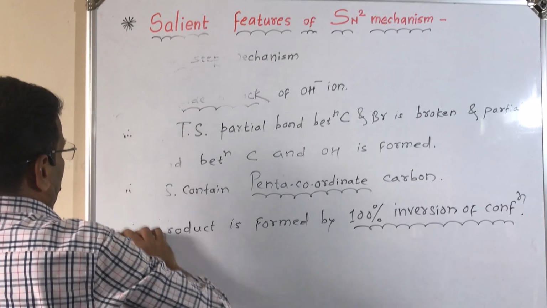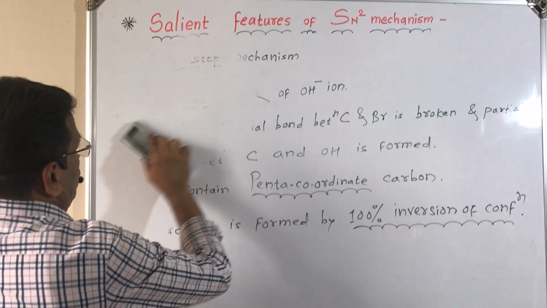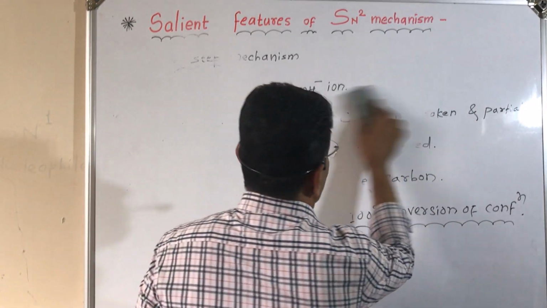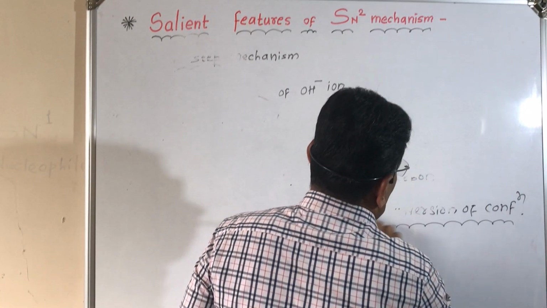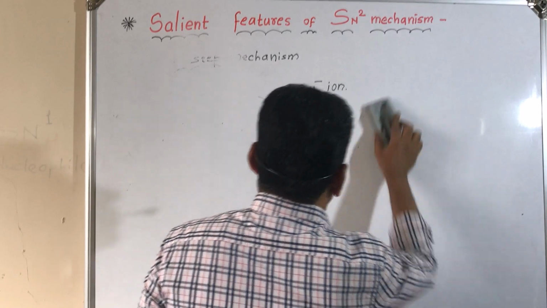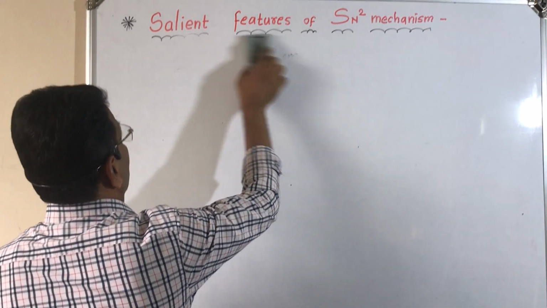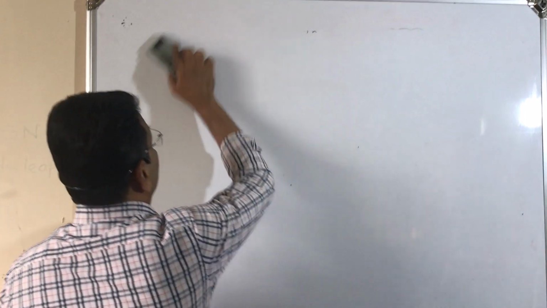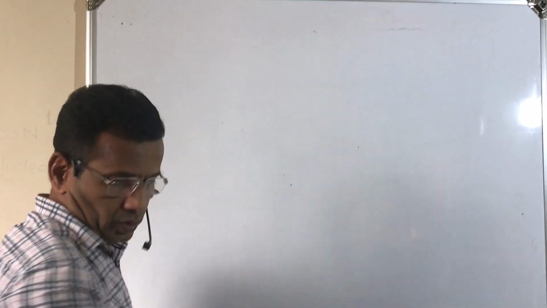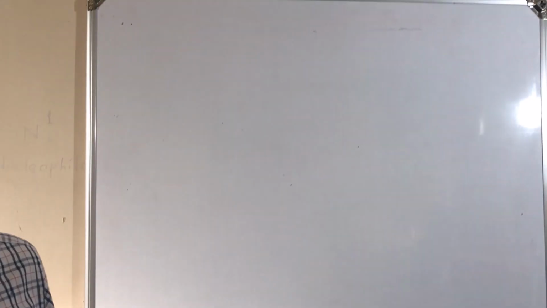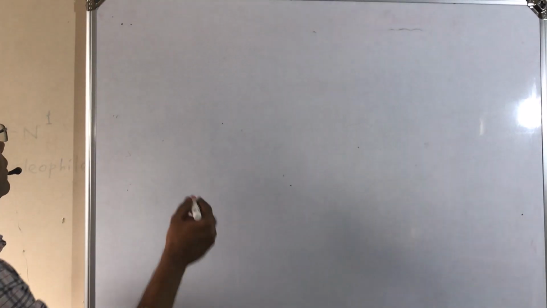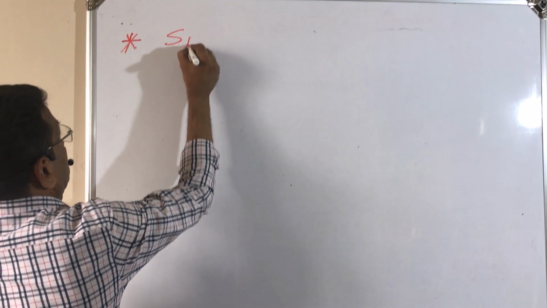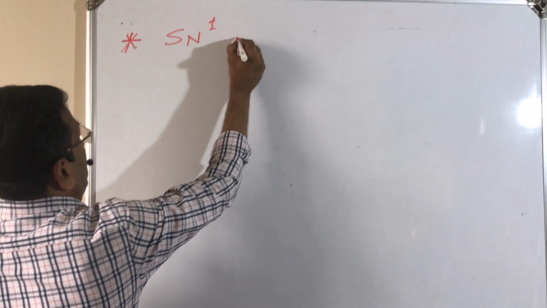Now the next reaction is also very important, and this reaction is named SN1. Now we'll see the SN1 reaction. Already we have seen the question for the SN2 reaction mechanism. The second type of reaction is named SN1 reaction.